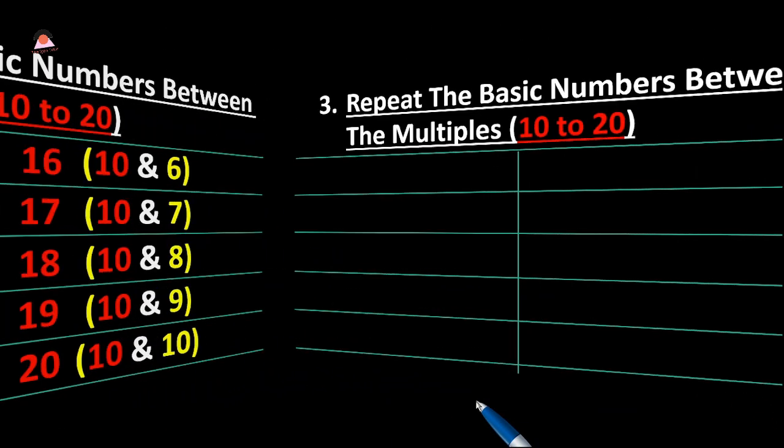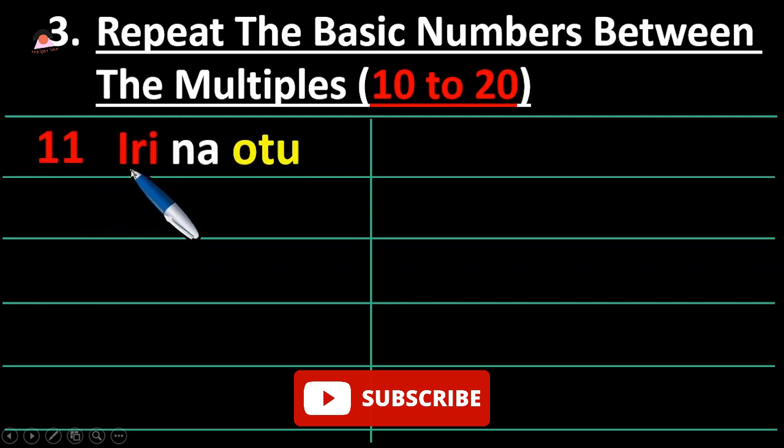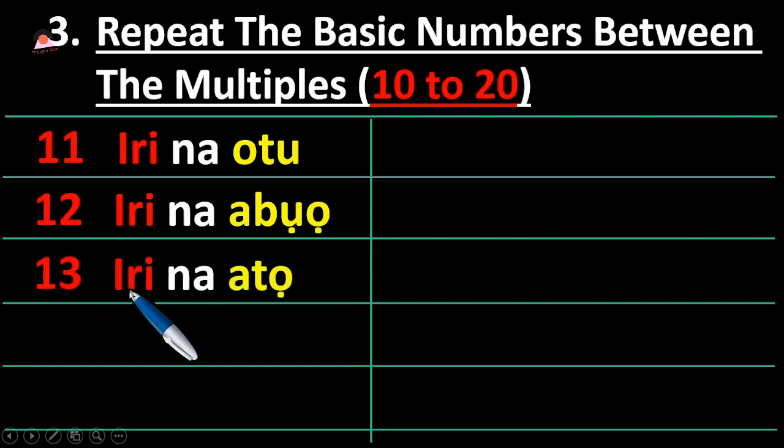Now let's pronounce them properly in Igbo language. Number 11, let's start from there, which is iri na otu. 10 and 1, iri na otu. 12 is iri na aboa. Guess what 13 will be? Iri na ato. You can see that the basic foundational unit numbers are repeated here, just like adding. This is 10 and 3, iri na ato.